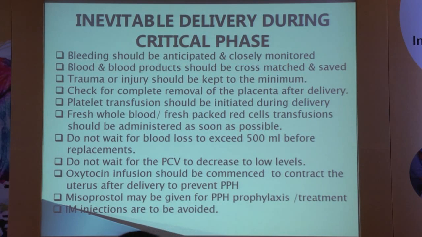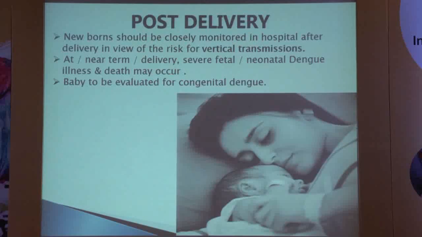Fresh whole blood, fresh packed cells transfusions as soon as possible. Do not wait for blood loss to exceed 500 ml before replacement. Do not wait for the PCV to decrease to low levels. Oxytocin infusion commenced to contract the uterus after delivery to prevent PPH. Misoprostol for PPH prophylaxis. IM injections ought to be avoided.